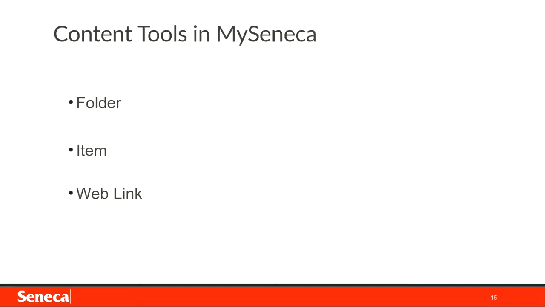Three main tools here that if you're new to MySeneca, folder, item, and web link will work for a lot of content, and you can get by fine just by using these three tools. So we've used the web link already. I've used the item already when I added the link to the course outline and the weekly schedule, but I'll show you how to use the folder too, and maybe think about a folder structure for your courses.